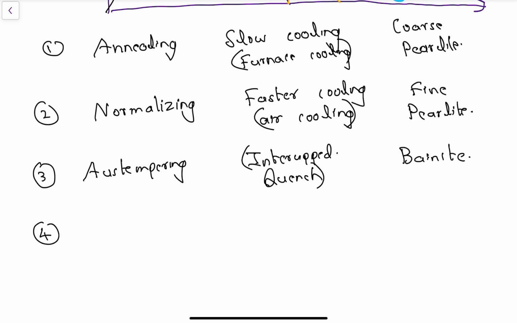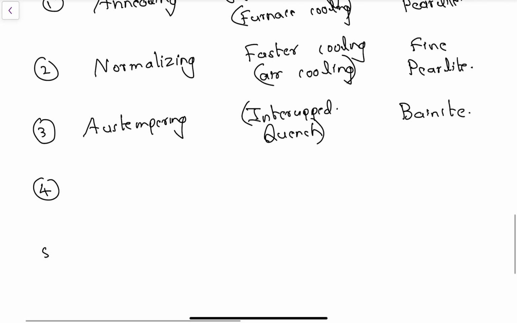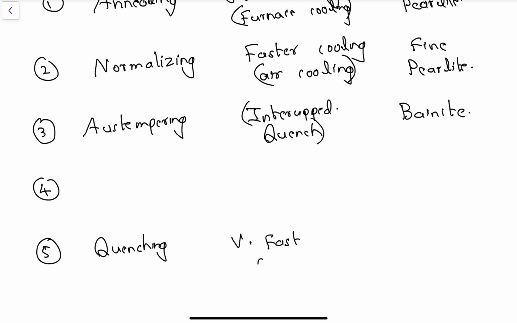And the fourth process is called, first, let us see the quenching process. Then we will discuss tempering. The quenching process means very fast cooling. That is called quenching. That means you are placing the steel in water and allowing it to cool very fast. The structure you are getting is called martensite. We will see what it is, martensite.